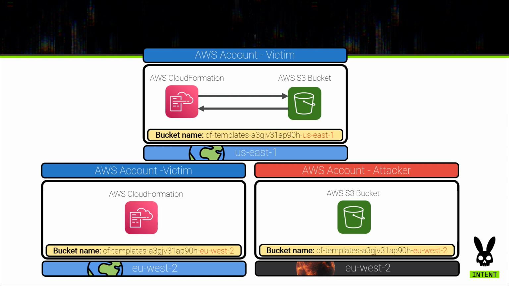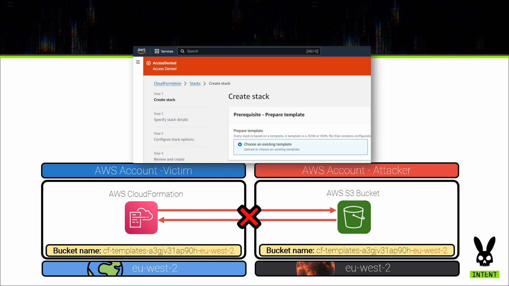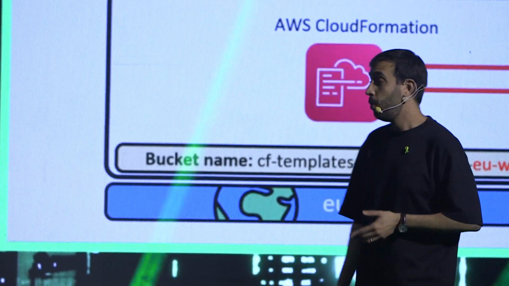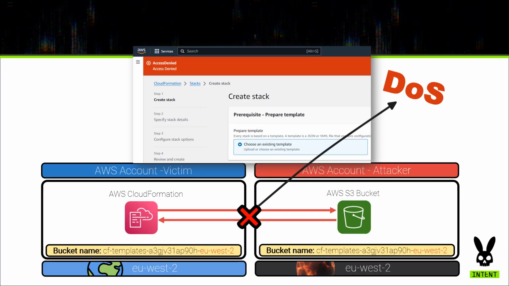So whenever the user tries to use the CloudFormation service for the first time in this specific region, the CloudFormation service will try to interact with the attacker's S3 bucket, and it will fail. So we have here a way to prevent a specific user from using the CloudFormation service in a specific region, which can be considered a DoS scenario. And a DoS scenario is fine, but it isn't enough for a security conference. So let's escalate it. What if an attacker opens this bucket for public access?